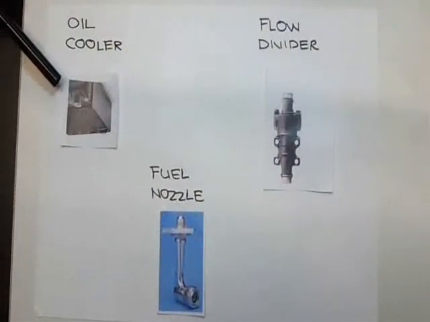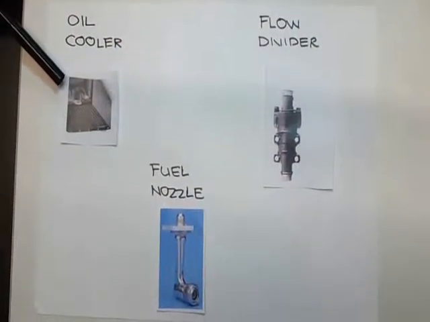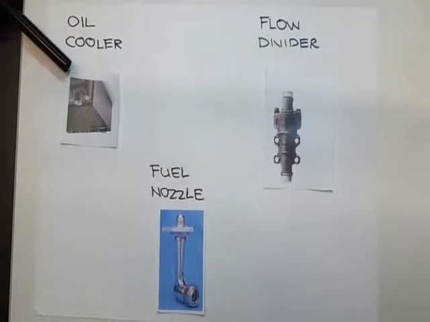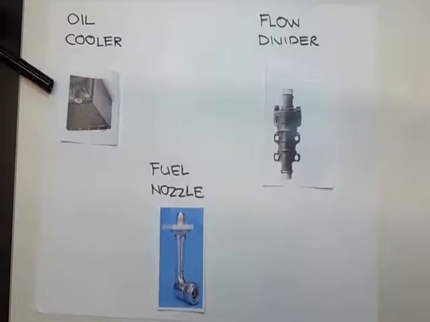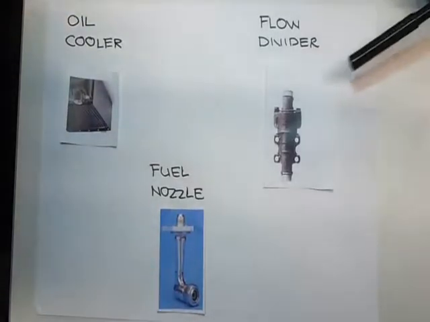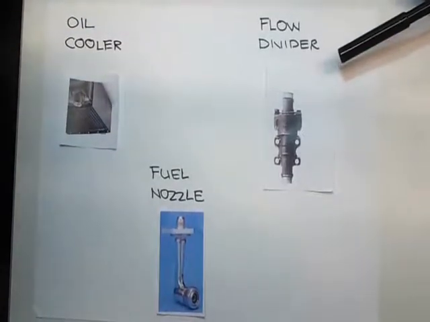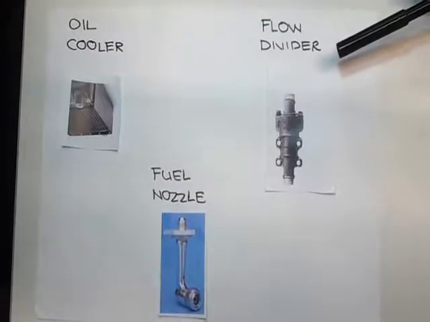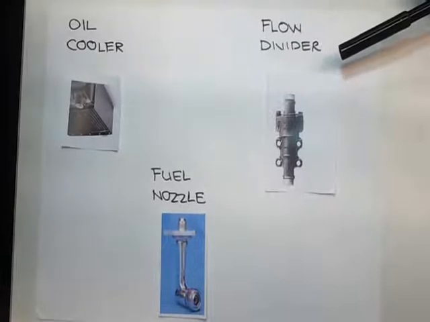The one at the top left is called the oil cooler. It transfers heat from the oil to the fuel and thus prevents blockage of the filter element by ice particles. The one on the top right is called the flow divider. It is a component in the fuel control system of a gas turbine engine that routes all the fuel to the primary nozzles when starting the engine and when RPM are low.